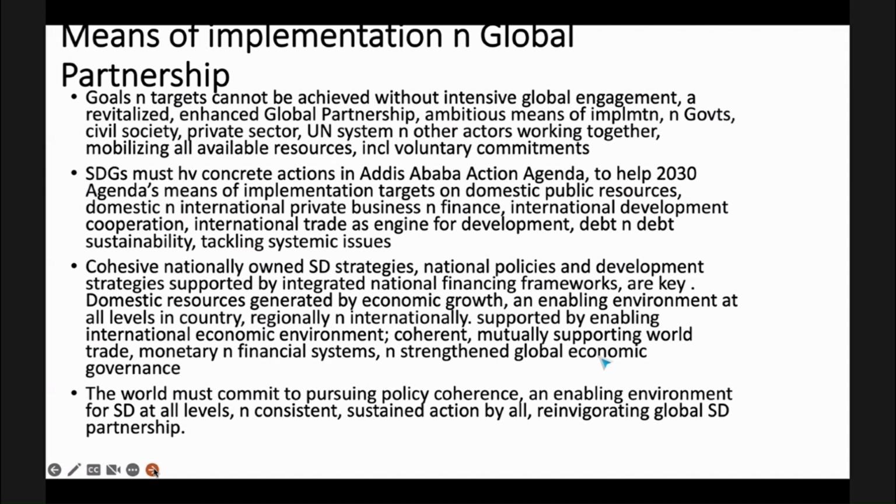Domestic resources must be mobilized and supported by an enabling international environment, world trade, which is coherent and mutually supporting, and good global economic governance. If we are to achieve the SDGs at all levels consistently, we need sustained action by all, a reinvigorated global SDG partnership, pursuing policy coherence, and achieving the SDGs. And my last slide.